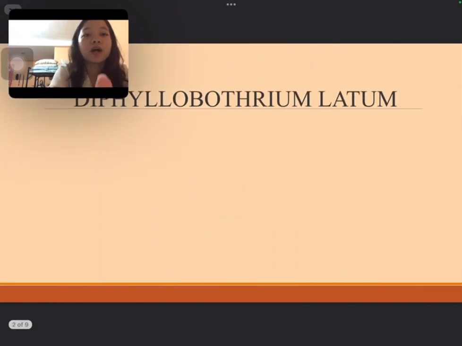Diphyllobothrium latum, also known as the broad or fish tapeworm, is a parasitic organism that poses significant health risks to humans. In this topic, we will be exploring its morphology, life cycle, epidemiology, clinical manifestations, and diagnosis. By understanding these aspects, individuals can mitigate the risks associated with latum infections and promote public health awareness.